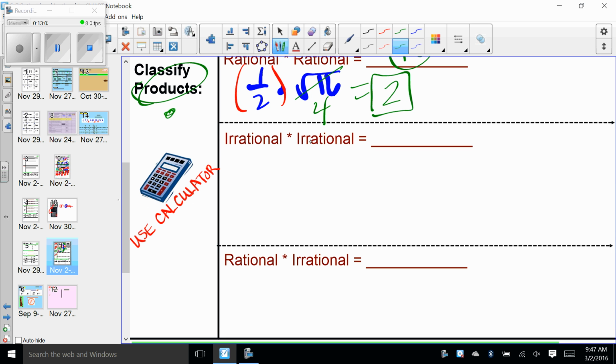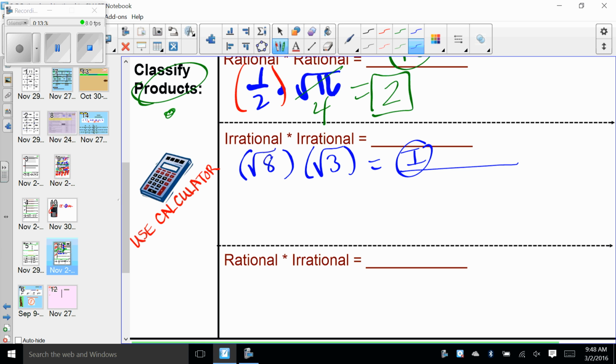Next problem down here, an irrational multiplied by an irrational. So let's go ahead and take some icky square roots. Let's take the square root of 8. Not a nice square. Icky decimal there. And let's take the square root of 3. So take square root 8 times square root 3 and check in your calculator, are you getting a terminating decimal, a repeating decimal, or are you getting an icky decimal? No termination, does not repeat. Go ahead and type that in. Square root 8 multiplied by square root 3.